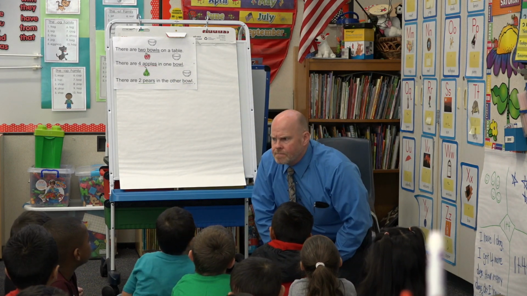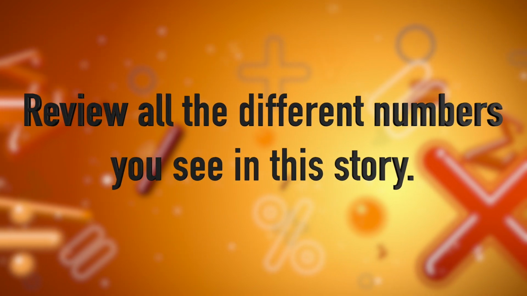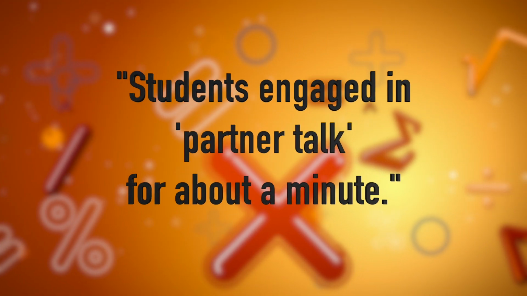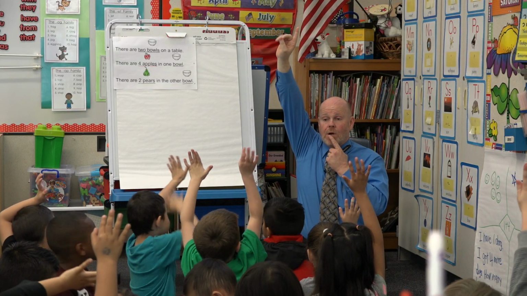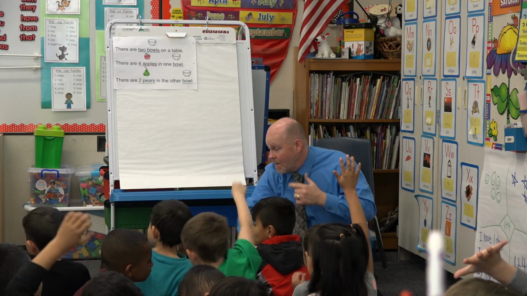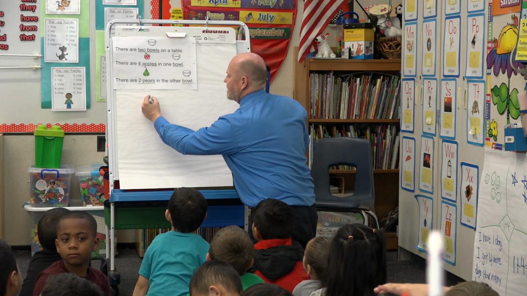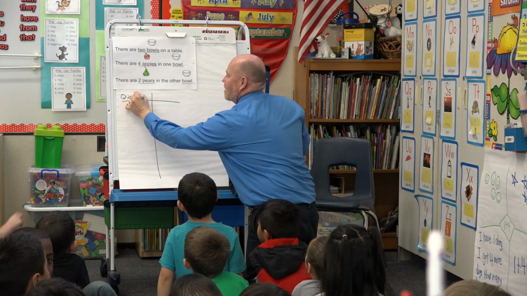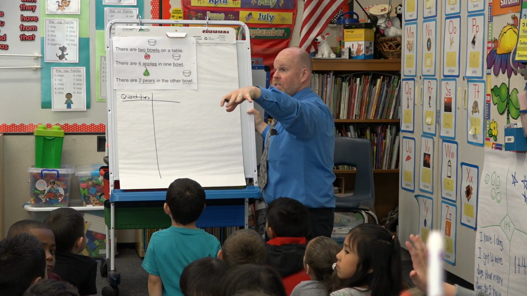With your same partners, I want you and your partners to talk about all the different numbers you see in this story. All the different numbers. Go. What are some numbers that you see? I want each of you, when I call, just give me one. You don't have to give them all. Yes, ma'am? There is 6. There's a 6. Where do you see a 6? 4 and 2, 6. Nice quantities.